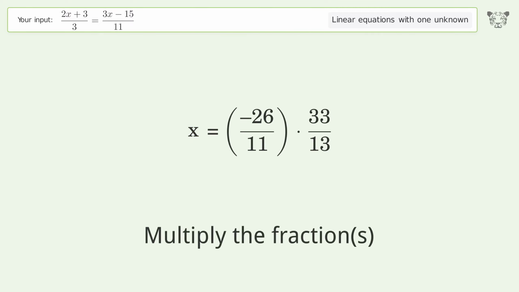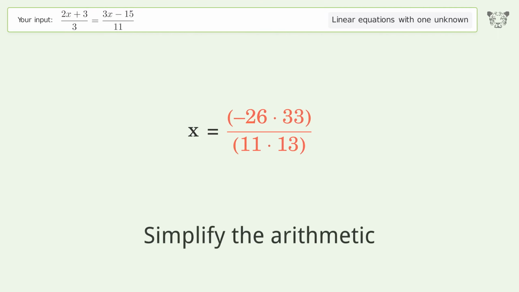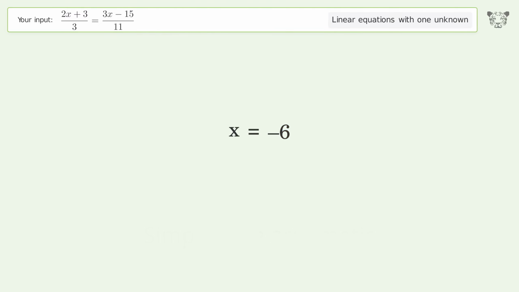Multiply the fractions. Simplify the arithmetic. And so the final result is x equals -6.